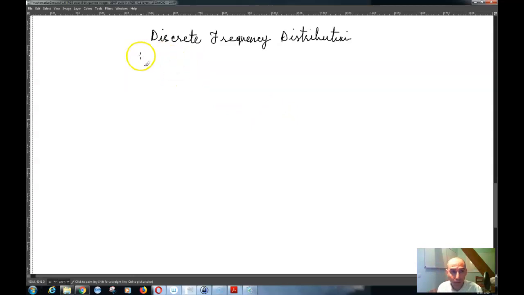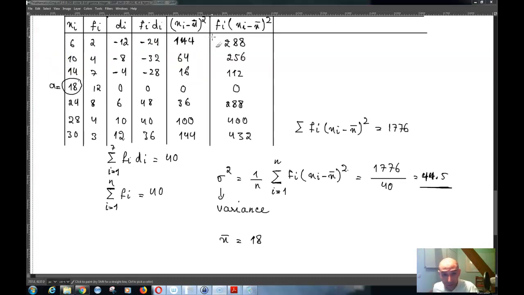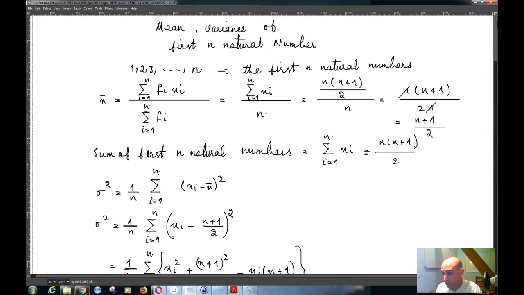variance of these observations. I did actually solve this problem, and it took me about 15 minutes or so, but it seems I did something wrong. And now let's do it again.